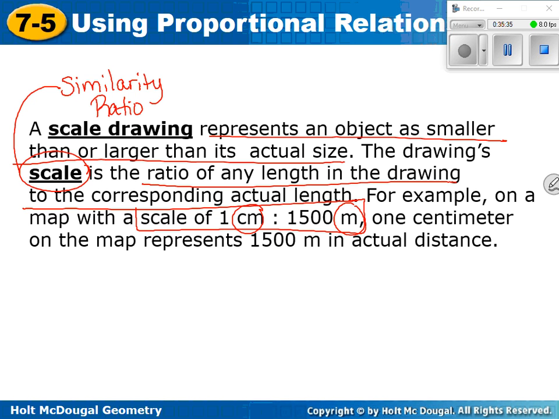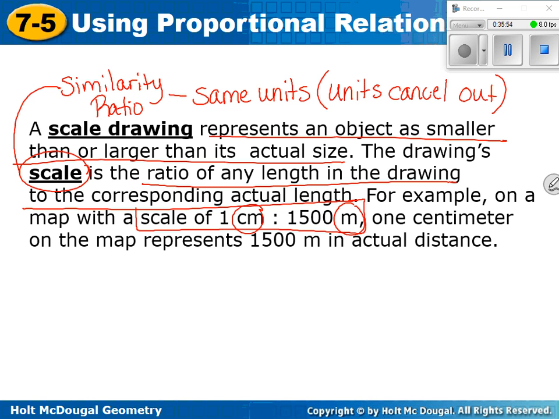If you want the similarity ratio, you have to have the same units. And therefore the units cancel out. Because if you have something like 5 inches to 12 inches, that's just 5 to 12. Inches cancel out. Are you with me? Okay, so if I have a scale of 1 centimeter to 1,500 meters, how could we make that a similarity ratio?